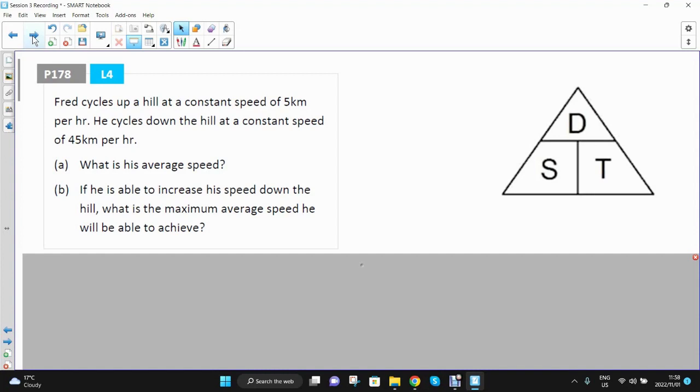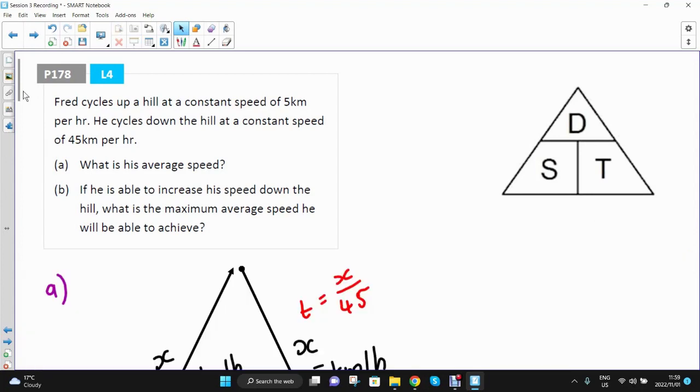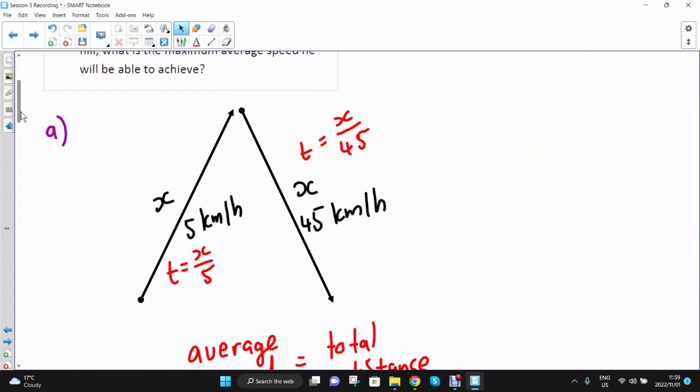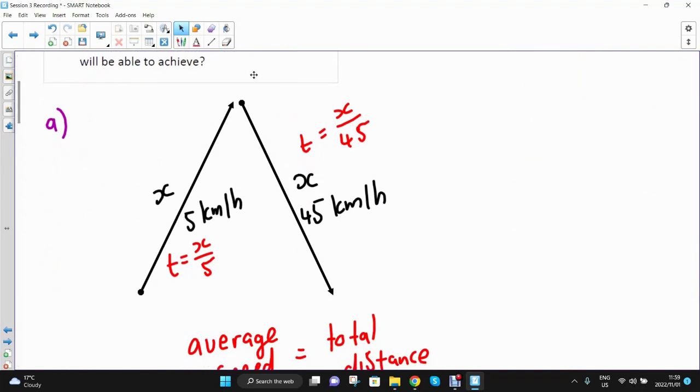Okay, so what you need to understand, if I want to work out average speed, it's always the total distance, so that's the total distance traveled over the total time that this journey took me. So again, I normally draw out my little scenarios so that I can see what is going on here. And as you can see, this is my hill, and we are assuming that it's the same distance up the hill as down the hill.